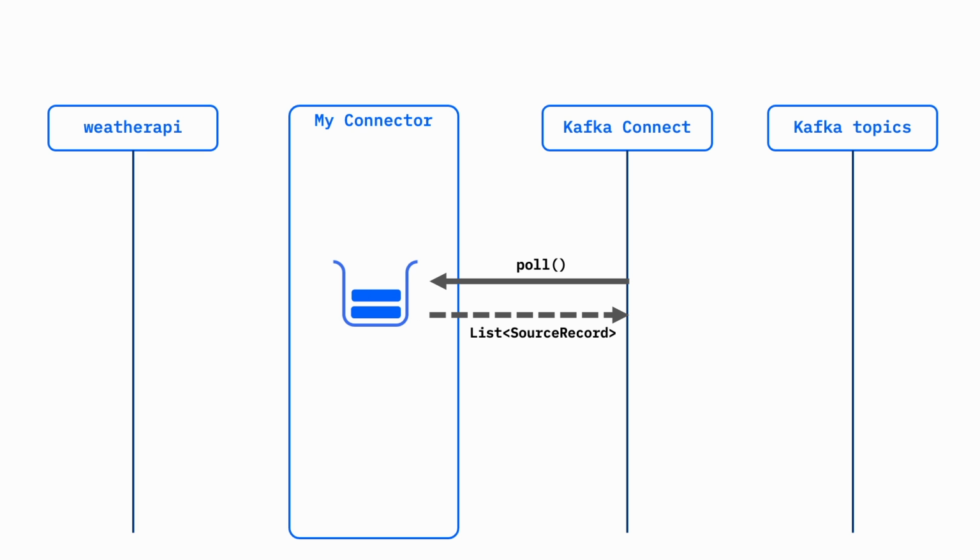The nice thing about decoupling it in this way is it means that Connect doesn't get to decide how often I make API calls to the weather API service. Connect can call my connector's poll method as frequently as it likes, and it will call it repeatedly. As soon as it's finished sending the last lot of messages, it's going to come back to the connector and ask for some more.